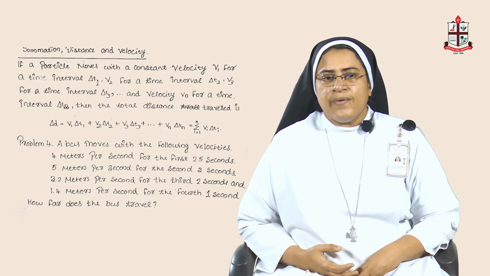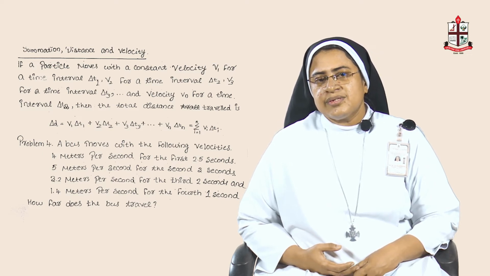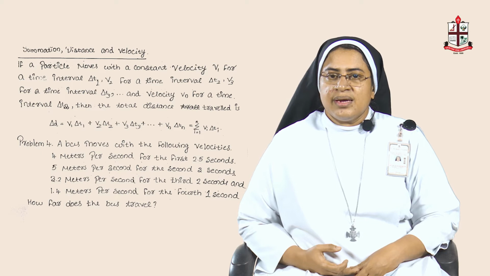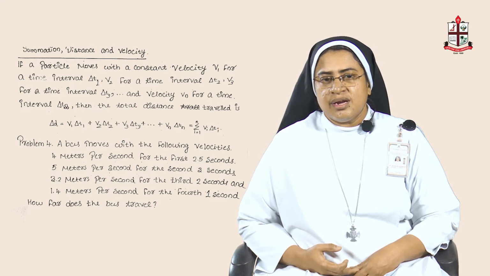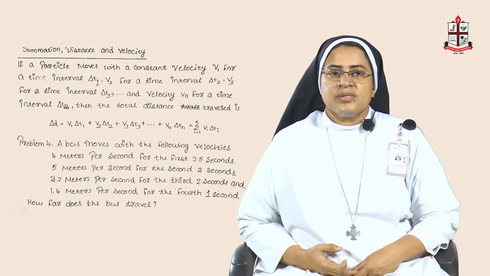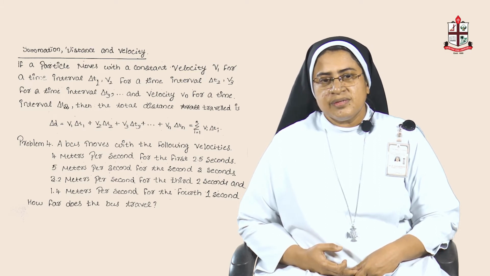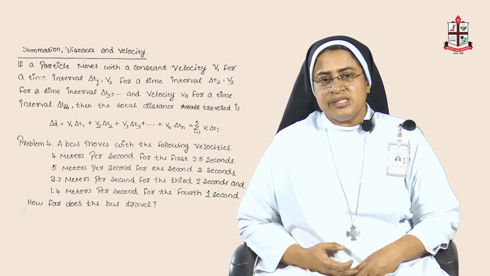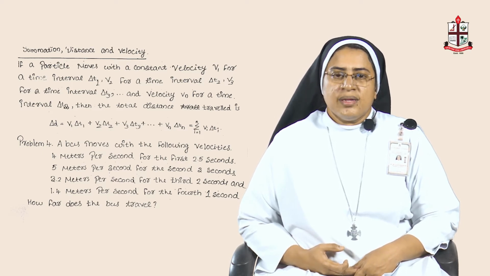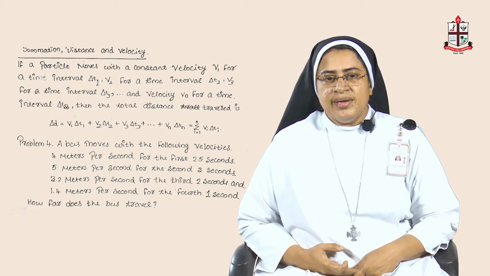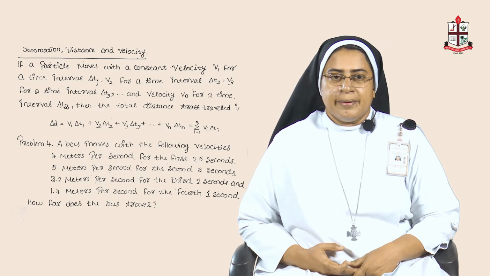Then according to a formula, velocity is equal to distance by time. So you can say that distance is equal to velocity into time. So delta d, the total distance travelled, becomes v1 delta t1 plus v2 delta t2 plus v3 delta t3 plus etc. plus vn delta tn. That is equal to sigma i equals 1 to n vi delta ti.